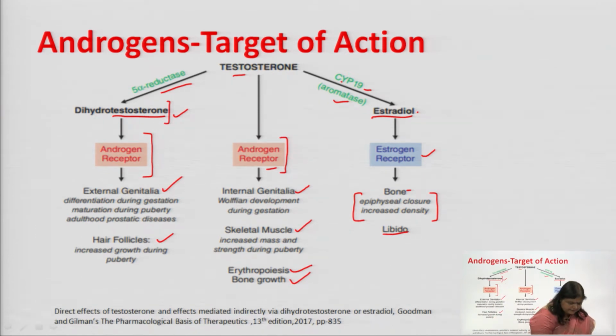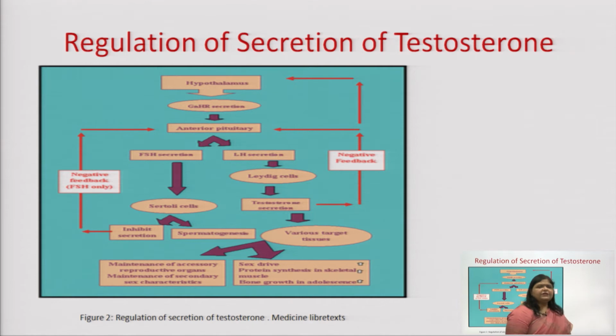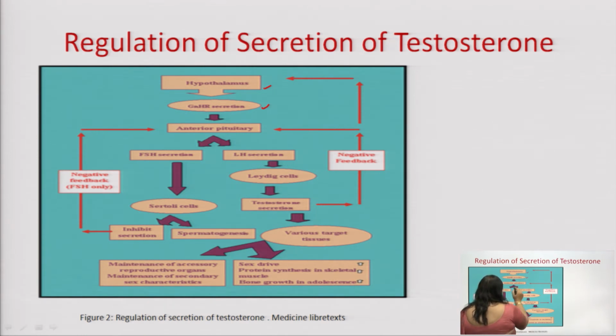We will now see how the secretion of this testosterone is regulated. We know that the hypothalamus is responsible, it is connected with the pituitary gland, with the anterior pituitary. This releases the gonadotropin releasing hormone, which acts on the anterior pituitary, and this anterior pituitary releases two hormones, FSH and LH. FSH is the follicle stimulating hormone and LH is the luteinizing hormone.